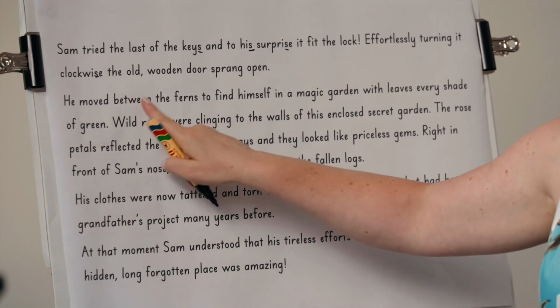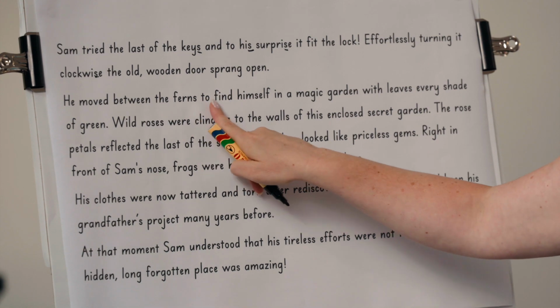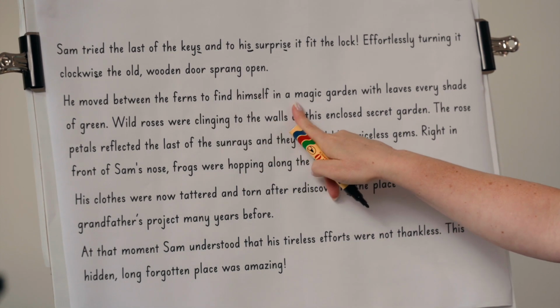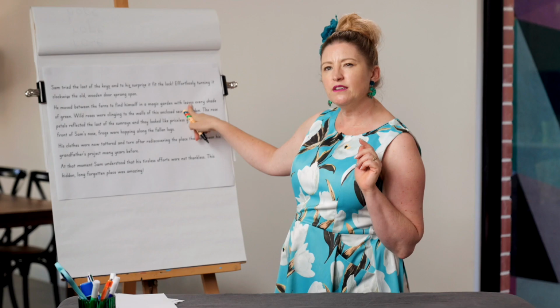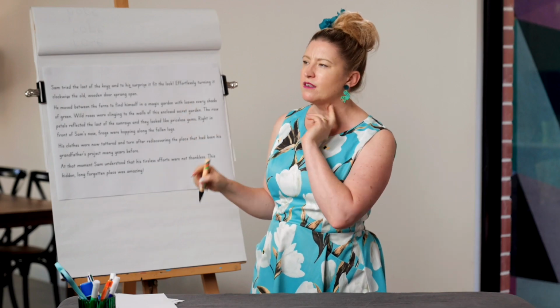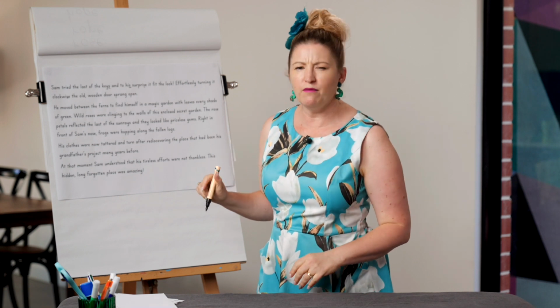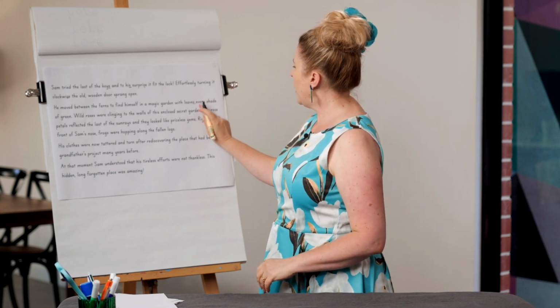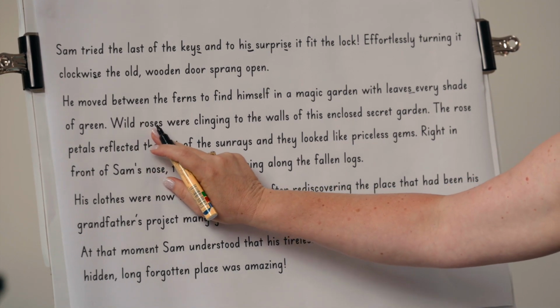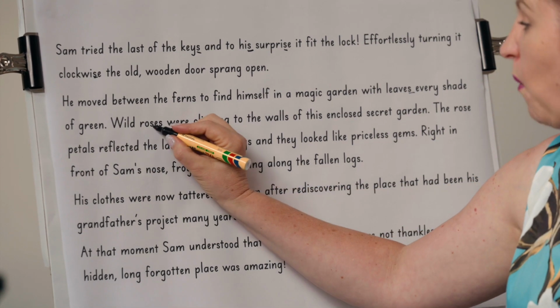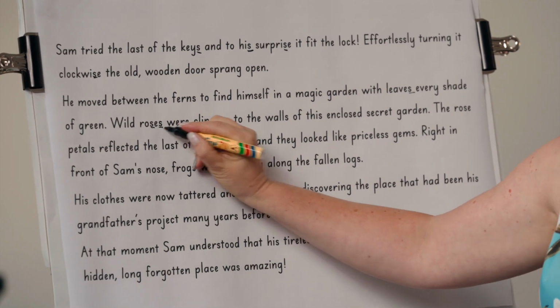He moved between the ferns to find himself in a magic garden with leaves. Leaves. Let's check it. Leaves. I can hear it. I'm voicing it. Leaves, every shade of green. Wild roses. I know that word because that's our prompt word. Wild roses. Oh, there's two in there.